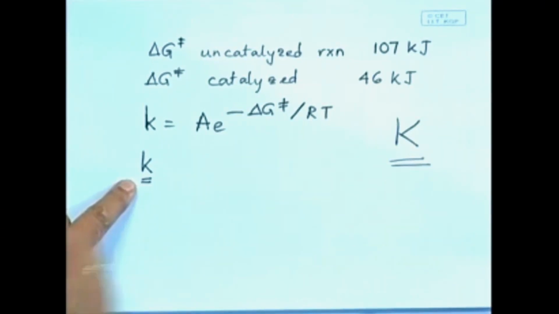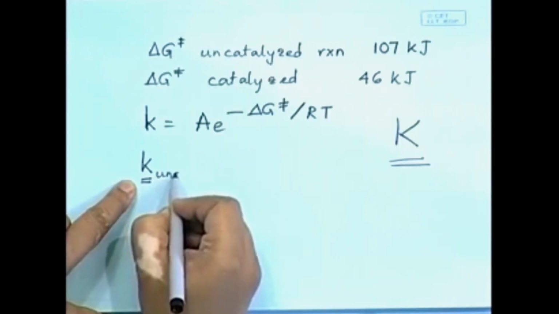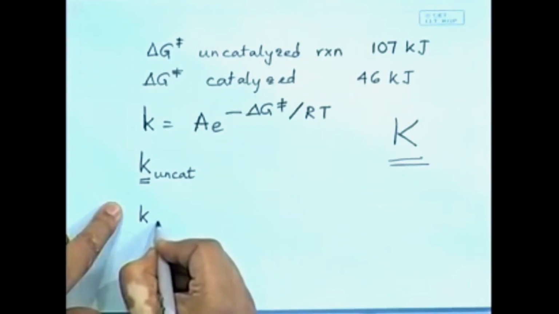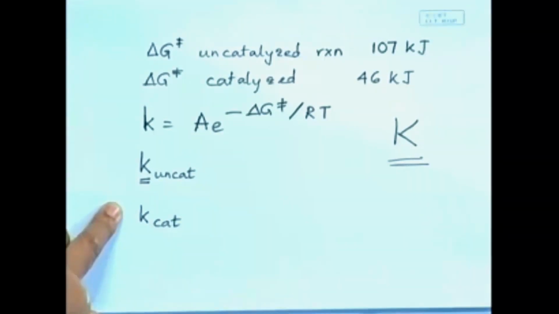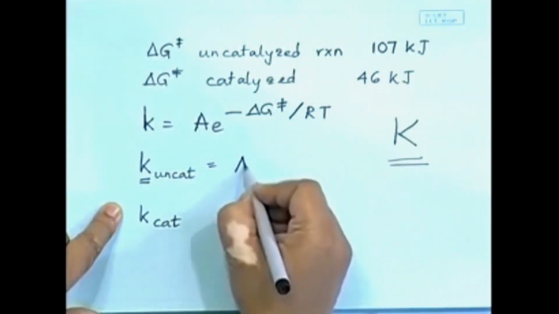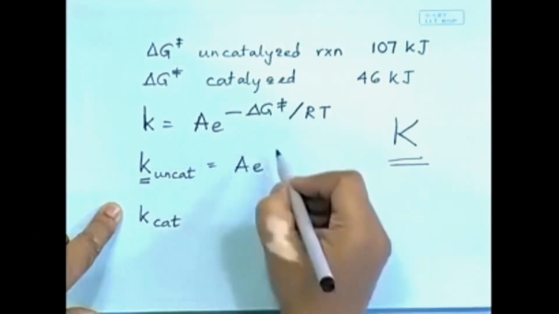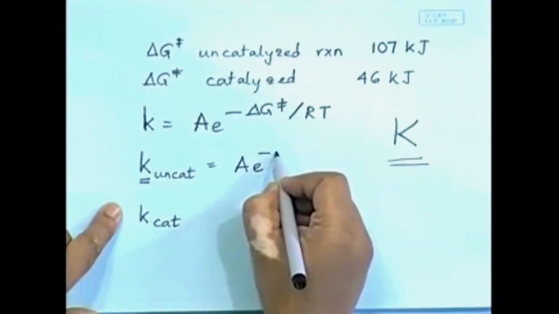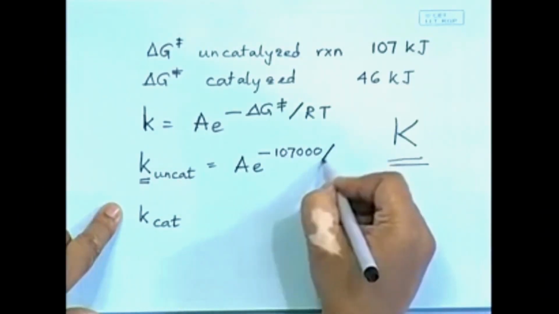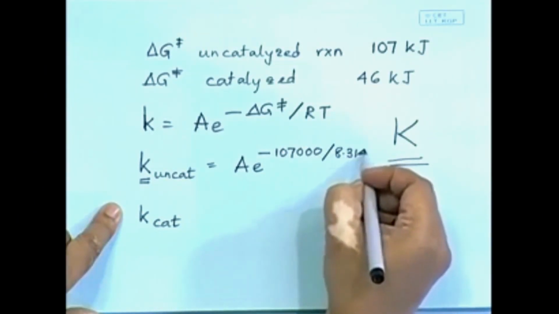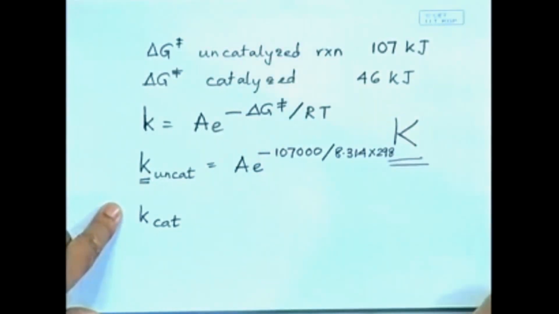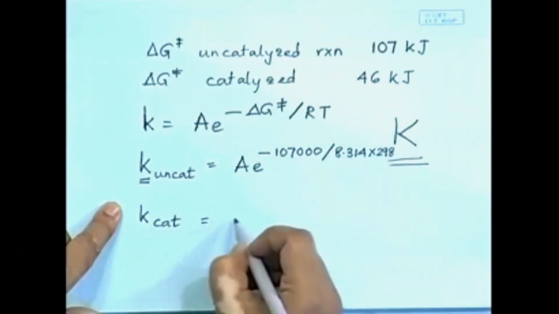So we have a small k for the uncatalyzed reaction. I have a small k for the catalyzed reaction. How do I determine it? All I have to do is plug in the values here. A, if we consider the pre-exponential factor to be the same, so I have to be careful about units here. Kilojoules, 8.314, and by default we usually use 298. Fine.